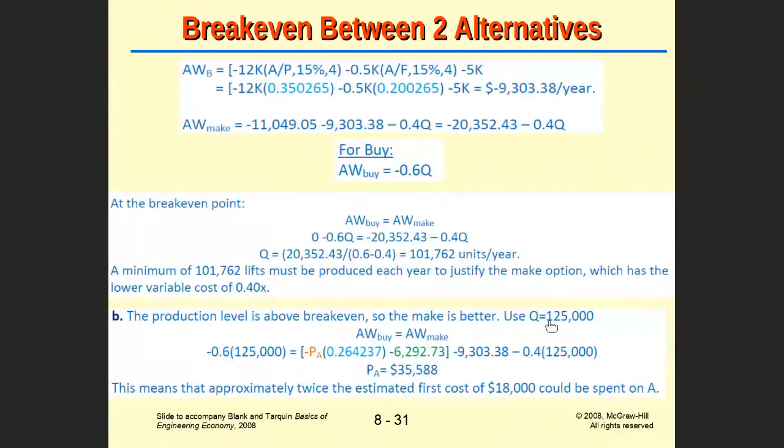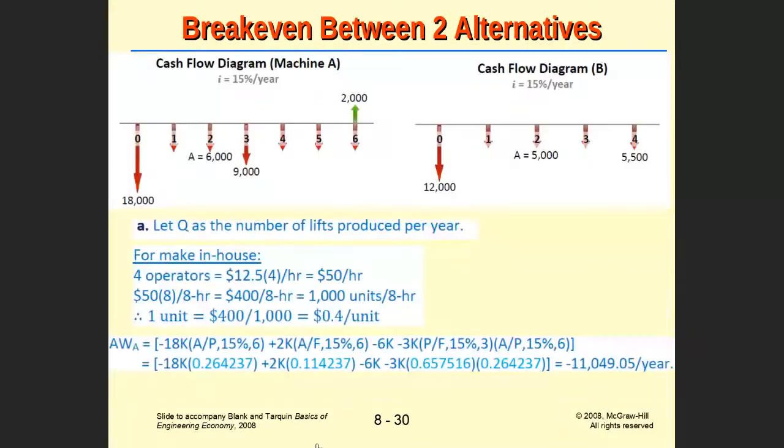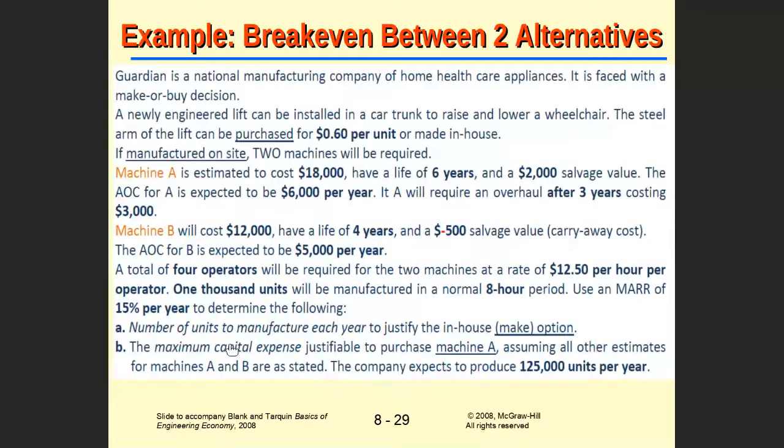Now, since we knew that it is the one has to be chosen, now the question says, let's go back to part B and see what was exactly. He wants to see what is the maximum capital expense justifiable to purchase machine A. That means how much the cost for machine A, if it increased, can still be taking the making option.